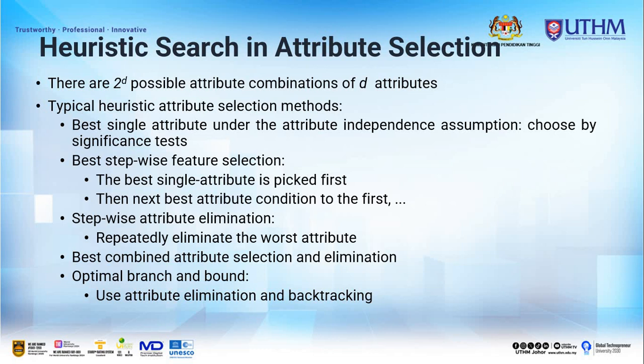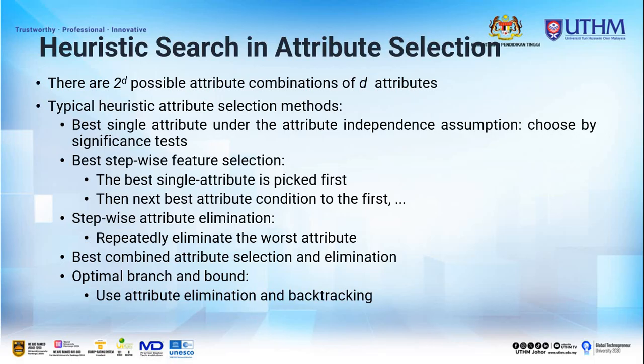Next, best combined attribute selection and elimination. We learned about stepwise feature selection, and after that stepwise attribute elimination. This one is a combination of selection and elimination. It combines elements of both to balance adding and removing attributes iteratively.